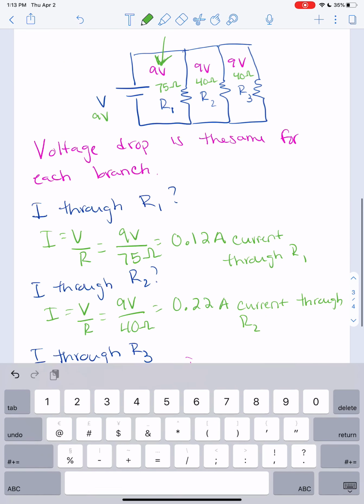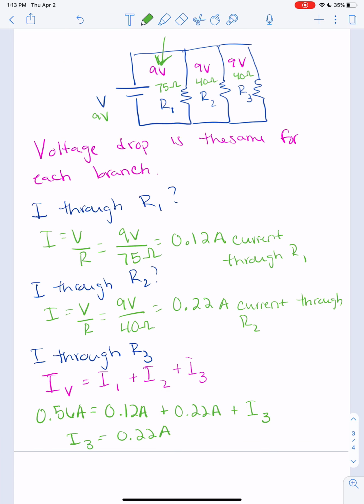First key idea is that the voltage drop is the same for each branch. And the second key idea is down here, that the current through each of the branches has to add up to the current through the voltage source, okay? Those are two things to keep in mind when solving these problems.